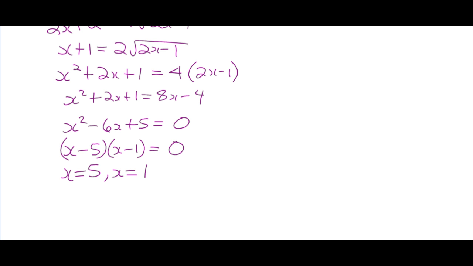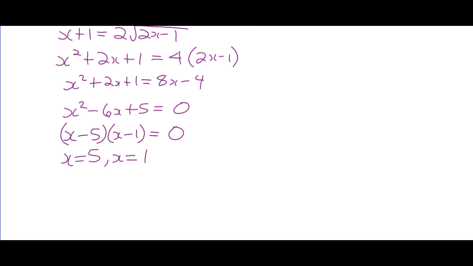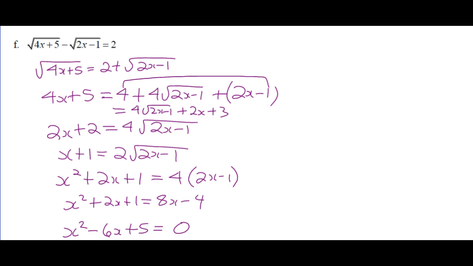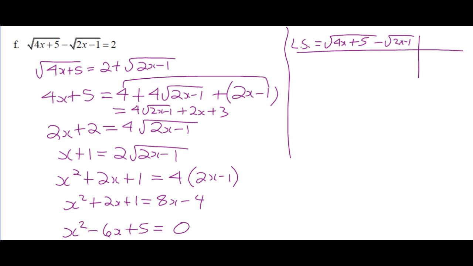Okay, so I factored, I checked my factorization. Yeah, okay, all good. And now we want to verify, right? Using x equals 5 and x equals 1. And let's do a left side, right side. You don't need much of a right-hand side, right? Okay, so I'm going to verify with 5 first.